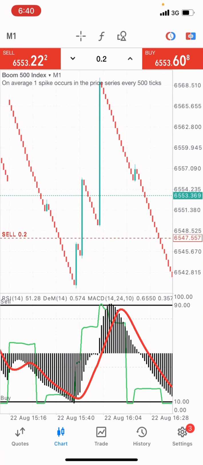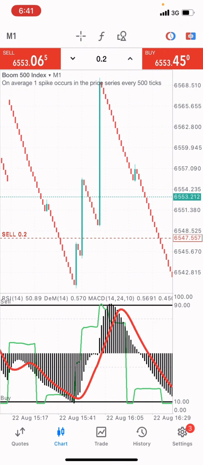So in today's video, I'm going to share with you another strategy for Boom 500 index. This strategy will make you grow your smaller account into a big account, and you can scalp the market and make profit and also avoid the spikes on this market. So I want you to pay very close attention and listen carefully to what I'm about to share with you right now.